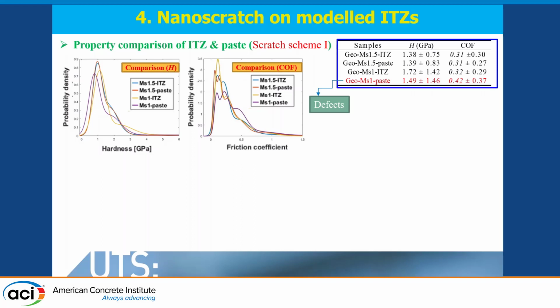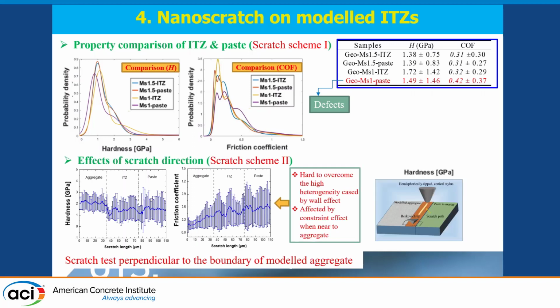You can see that for geopolymer with different modulus, like the silica to sodium ratio, the cement paste and the interface are different. And this is when we do the scratch parallel to the interface. Here are the results. On your left, that is hardness. You can see the aggregates have slightly higher values, and the interface has slightly lower.